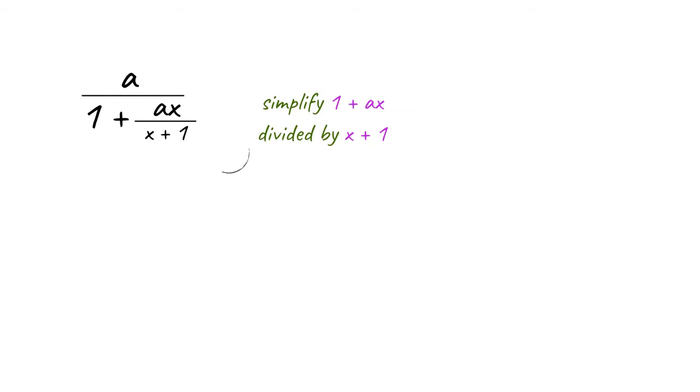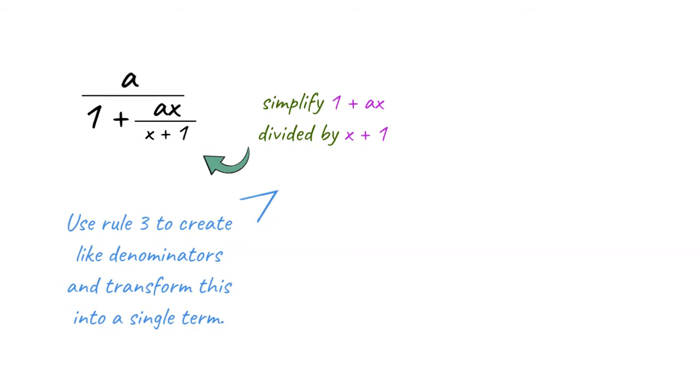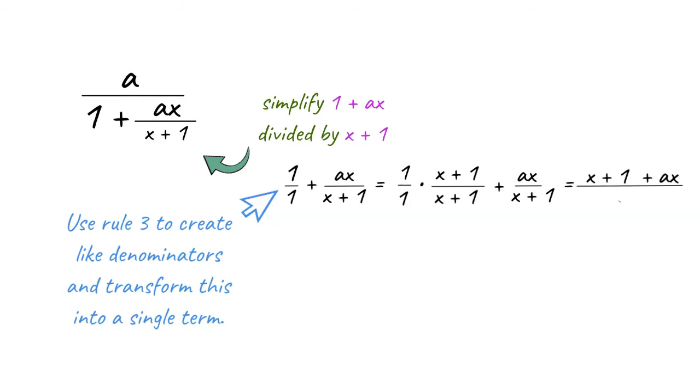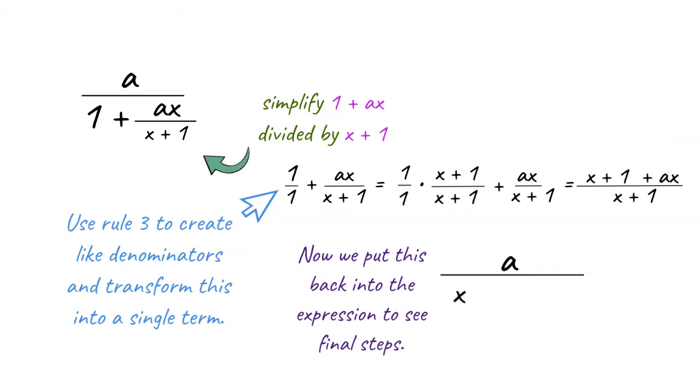Now we will simplify our final denominator expression. We'll multiply the fraction 1 over 1 by x plus 1 over x plus 1 to get a common denominator. Now we put this back into the expression to see final steps.